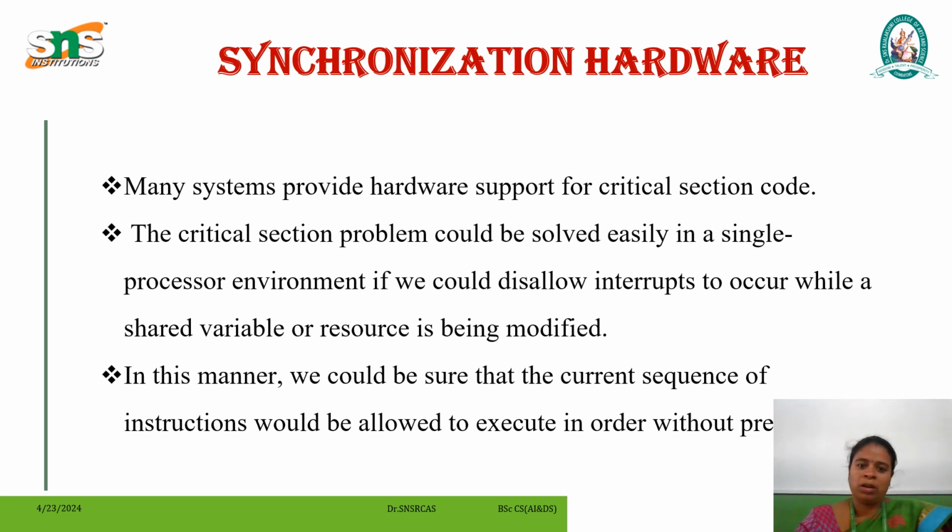Disabling interrupts in a multiprocessor environment can be time consuming, as the message is passed to all processors. This message transmission lag delays entry of a thread into the critical section, and the system efficiency is decreased. The critical section problem could be solved simply in a single processor environment if we could prevent interrupts from occurring while the shared variable was being modified.